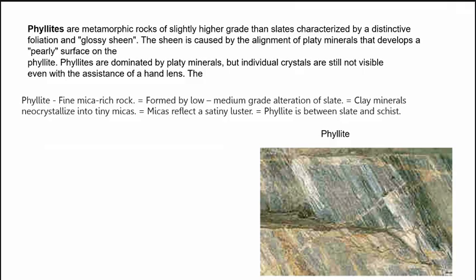The surface generally has a lustrous sheen due to the mica or chlorite. It can be chlorite or mica as the index mineral. At this point, remember we talked of index minerals. Most times at this point, you have chlorite and mica as the major index minerals. So the sheen is caused by alignment of platy minerals that developed, giving it a pearly surface.